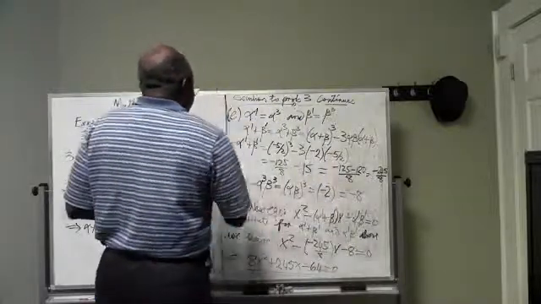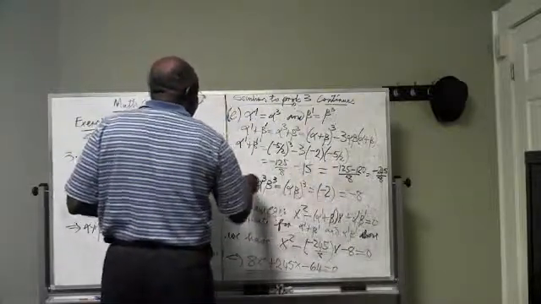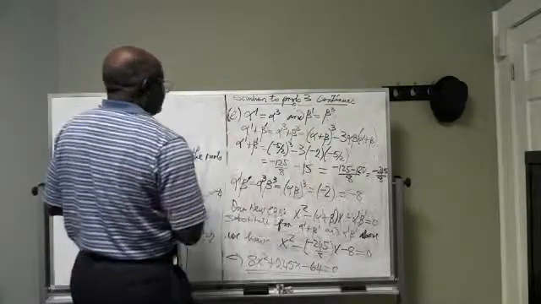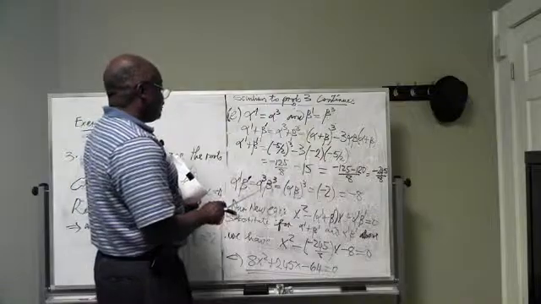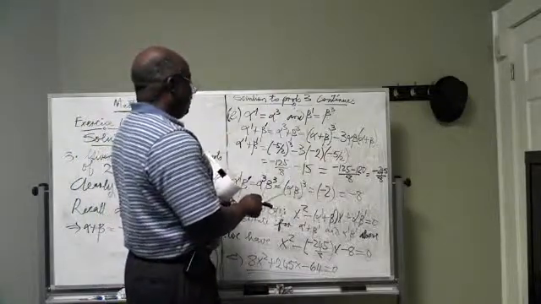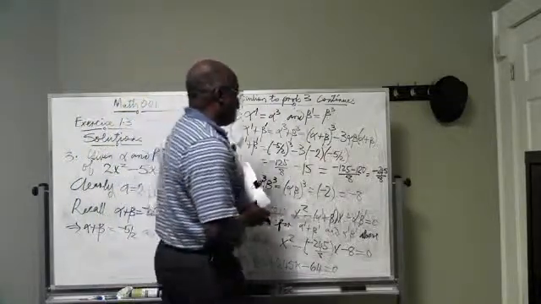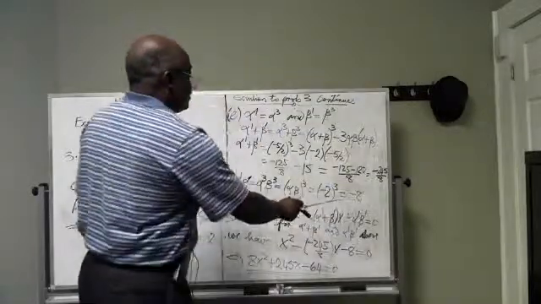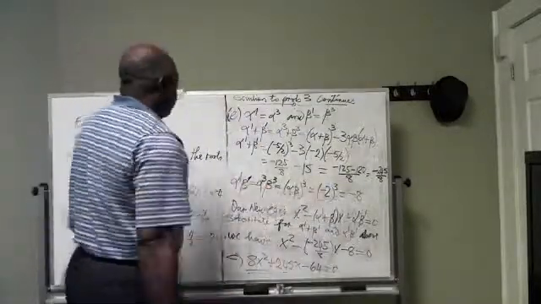Alpha prime beta prime equals alpha cubed beta cubed, which is equal to (alpha beta) all cubed. This is equal to (minus 2) all cubed, which results in minus 8.